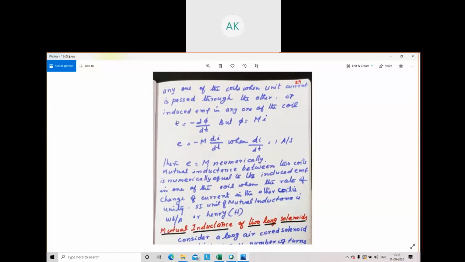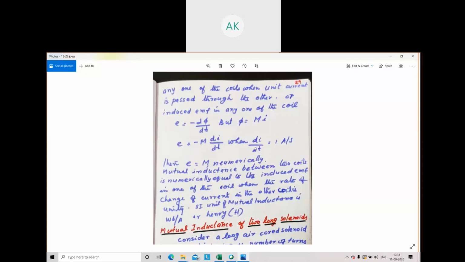Here is another definition for mutual inductance. We know phi equals MI, therefore the induced EMF E equals minus d phi by dt. Substituting phi equal to MI, M is constant, so you can take it outside: E equals minus M into di by dt. When di by dt is 1 ampere per second, E will be equal to M numerically. So the EMF induced in the coil is equal to the mutual inductance when current changes at the rate of 1 ampere per second in the other coil.